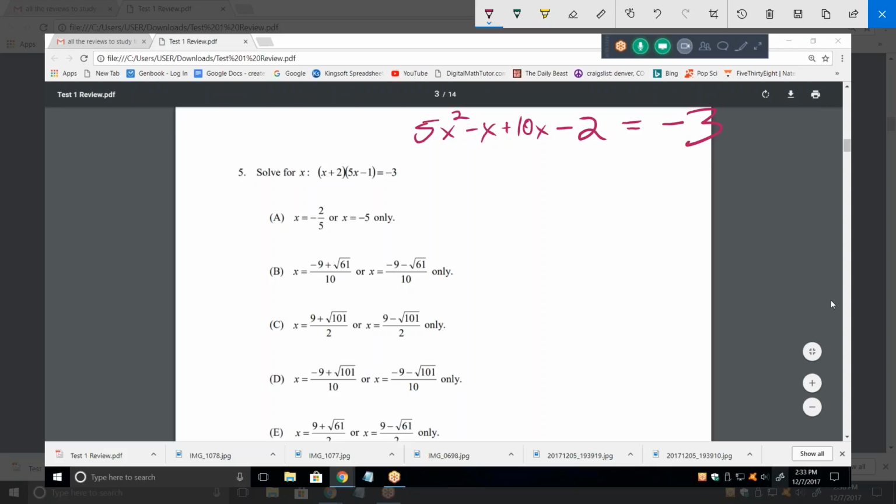Do what you said. Move the minus 3 over. Plus 9x minus 5. Not minus 5. You said it before. You said add 3 to both sides. Plus 1. That's going to be factorable.